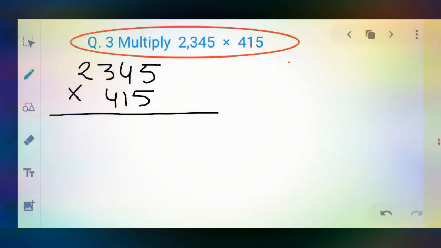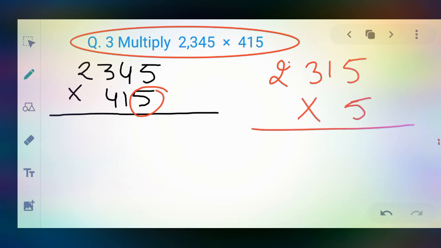Now dear student, we want to multiply here first by digit 5. So I write here 2315 and I want to multiply it by 5. Okay, so if you want to multiply by 5, what you get? You get 5 5s are 25. Okay, and 5 you write here, and 2 you will take as carry. Okay, so this 2 I will take as carry.